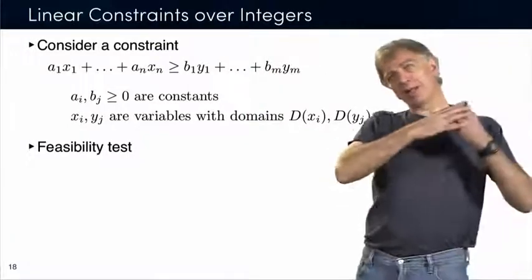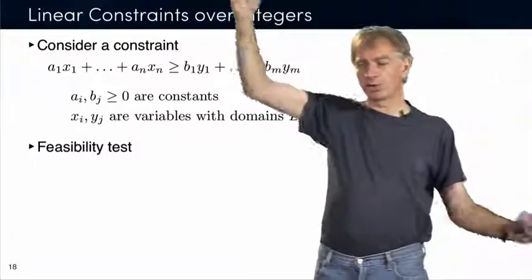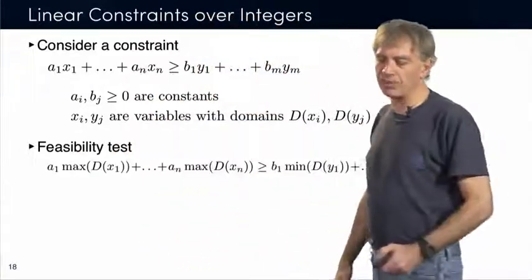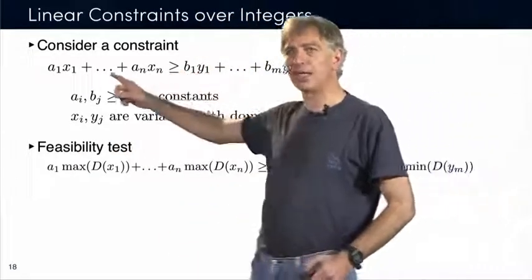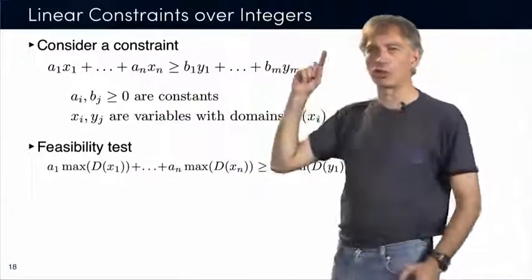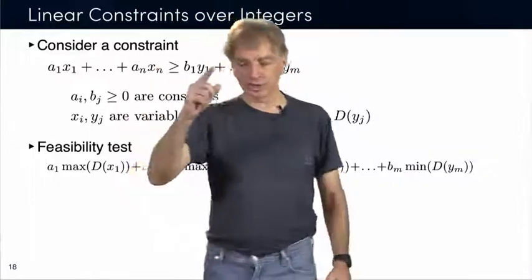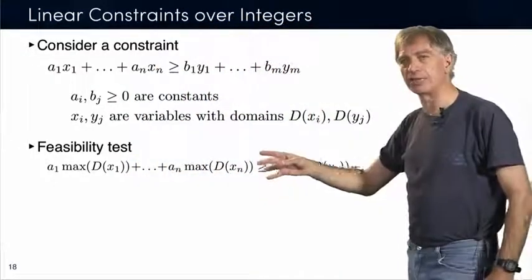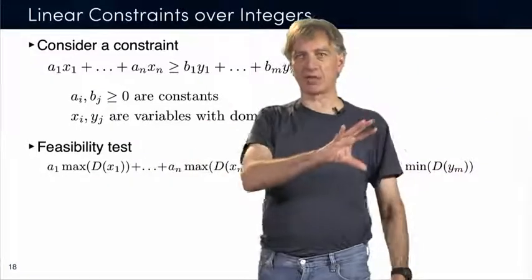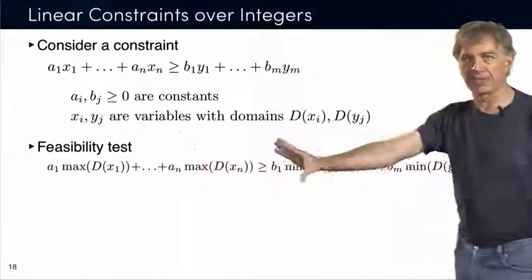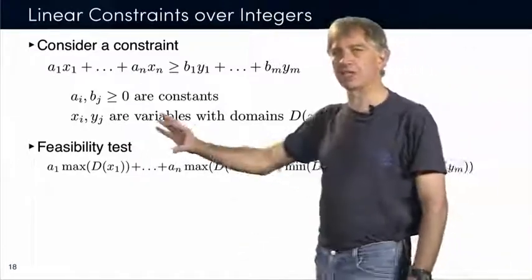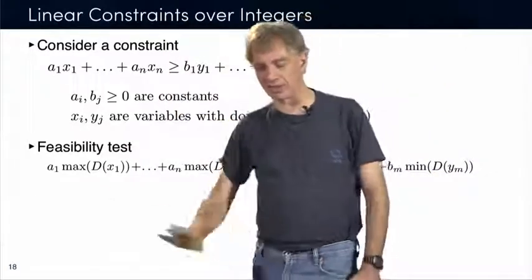And if the smallest and largest values don't satisfy the constraints, I know that nothing will satisfy the constraint, okay? So the feasibility test: look at the left-hand side and replace every decision variable by the maximum value that it can take. Look at the right-hand side and take the smallest value that every decision variable can take, so that's the min in this domain. And then I have no decision variable left, only constants, and I test if this inequality is satisfied or not. If it's satisfied, it's feasible. If it's not, it's infeasible, right?